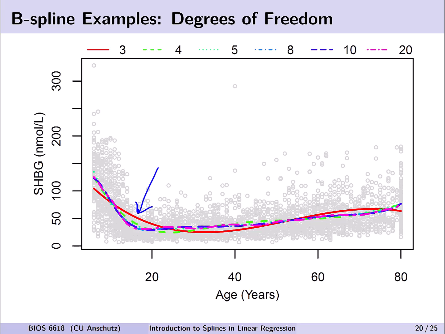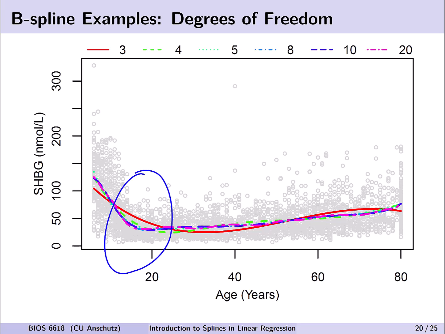For example, where I've drawn this arrow right now, around 10 to 20 or 15 to 20 years of age, it does appear to be overestimating the predicted SHBG for those ages. However, across the rest of the range, it doesn't look maybe as terrible, and it's definitely an improvement over just a standard linear regression. Now, as we increase the degrees of freedom, we do notice some other behavior.